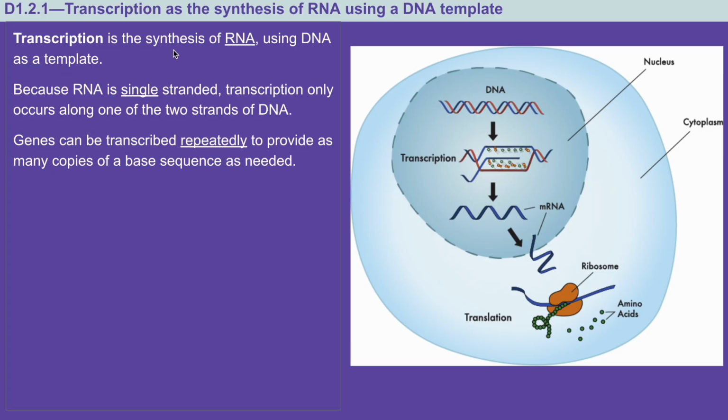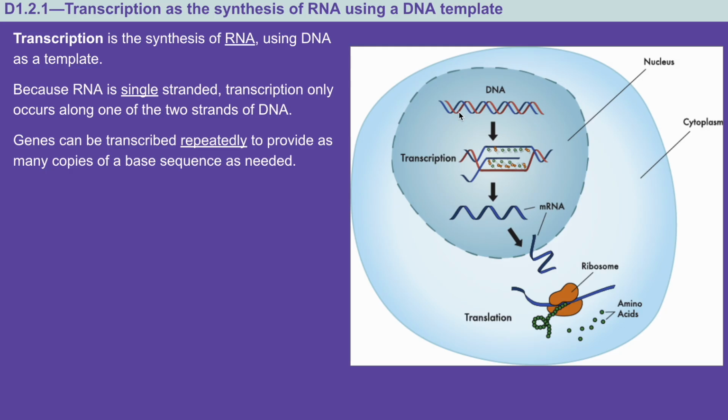Transcription is the synthesis of RNA using DNA as a template. So this DNA you have one master copy of. It stays safe in the nucleus. It never leaves. But in order for these proteins to be made, we're going to have these sections of mRNA that are produced based on complementary base pairing with the template strand of DNA. Because RNA is single-stranded, transcription only occurs along one of the 2 strands of DNA, called the template strand, and we can transcribe genes repeatedly to provide as many copies of a base sequence as needed.